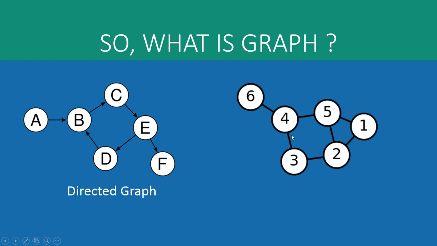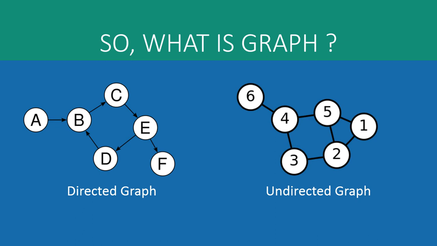On the other hand, if we have a graph like this, don't mind that I have put in numbers here instead of alphabets. I was just trying to make it clear to you that no matter whether you use numbers or alphabets, you can represent nodes by any means you want. So this is called an undirected graph. What this means is that you can go from node 6 to node 4, or you can go from 4 to 6. So that's simple.